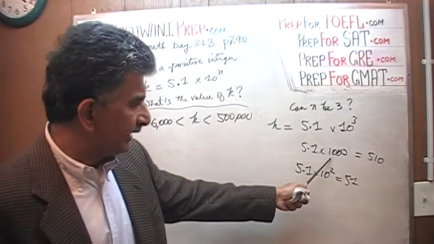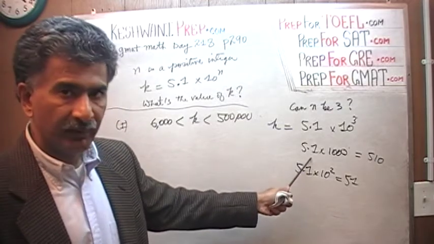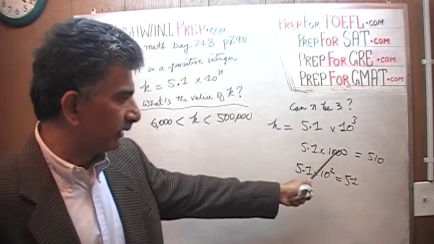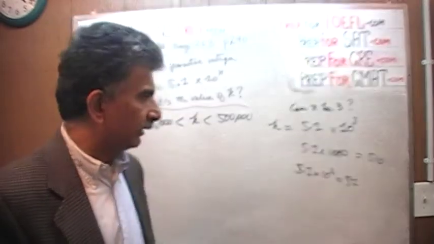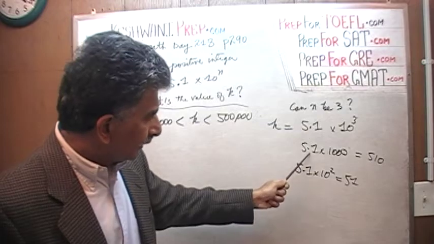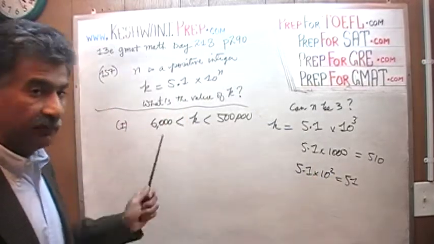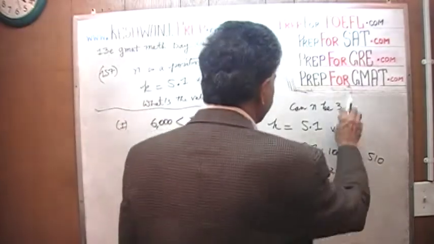When n is equal to 3, it's not going to be 51,000, I just realized. It's not going to be 51,000. It would have been 51,000 had it been 51 times 1,000. It's 510. When n is 3, k would be 510, which is not allowed here. K has to be more than 6,000, so n cannot be 3.